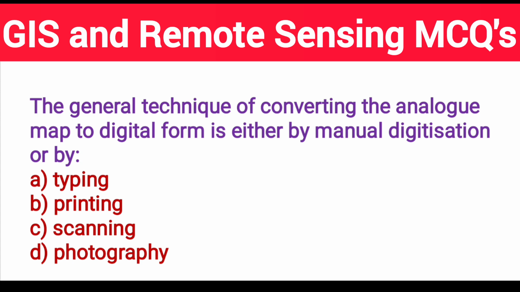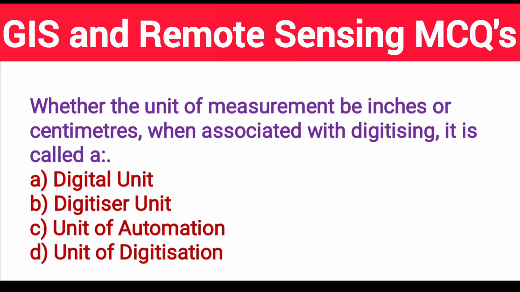Next question, the general technique of converting the analog map to digital forms is either by manual digitization or by option A typing, option B printing, option C scanning, option D photography. So the correct answer is option C scanning. Next question, whether the unit of measurement is inches or centimeters, when associated with digitizing it is called a option A digital unit, option B digitizer unit, option C unit of automation, option D unit of digitization. The correct answer is option B digitizer unit.